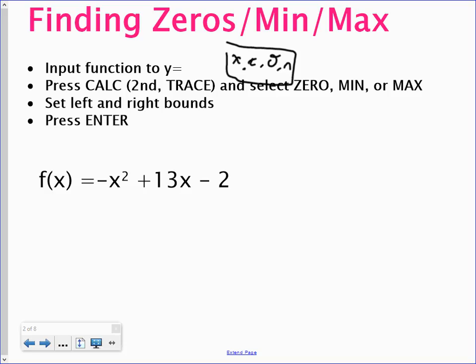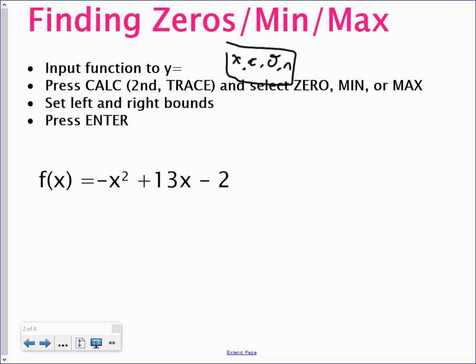Right above trace, I'll show it to you on the graphing calculator, it says calc. So it's just asking you, these are the things you could calculate in relation to the function. And there's a long list that shows up, and you would select whatever it is you decided you wanted to calculate. I wanted to find that x-intercept or 0, or I wanted to find that minimum.